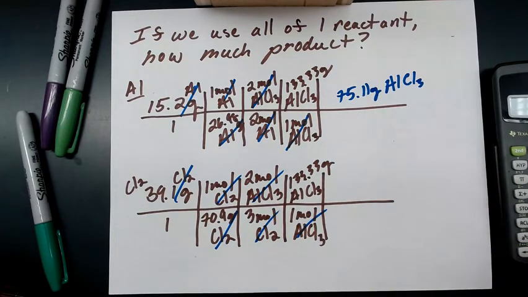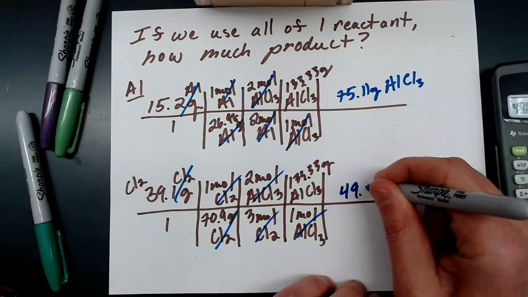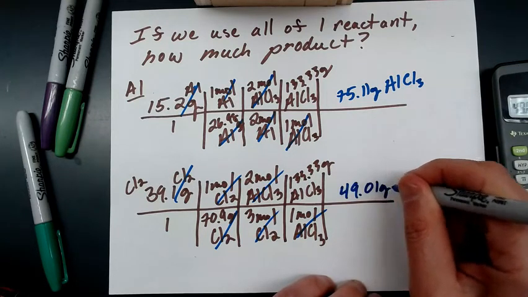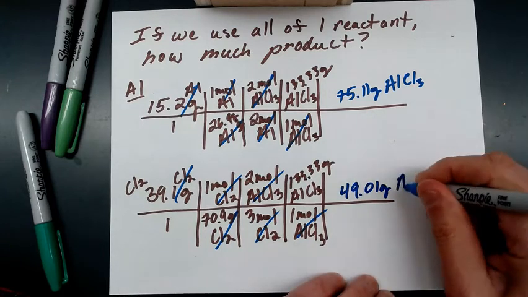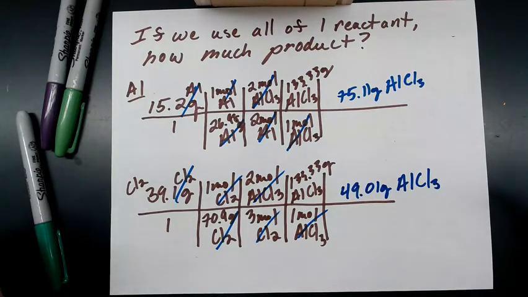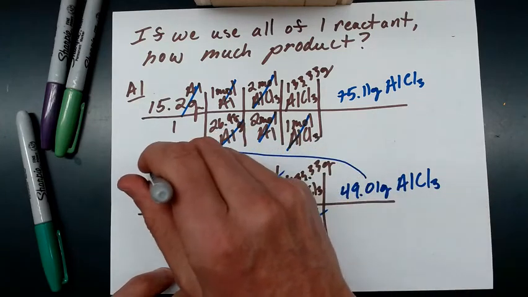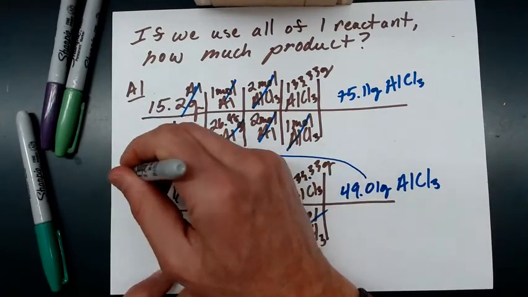So 39.1 times 2 times 133.33. I'm going to divide that by 70.9, and then divide that by 3. And not surprisingly, I'm only going to be able to make 49.01 grams of my aluminum chloride. Because I know I'm going to be making less of my product with my chlorine, I know this is my limiting reagent.